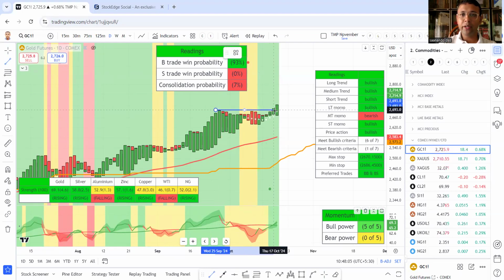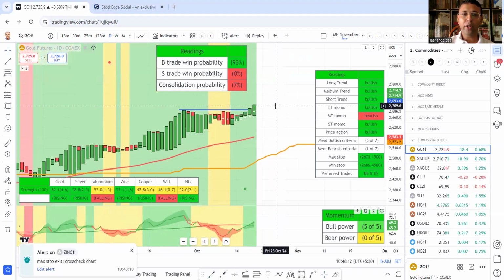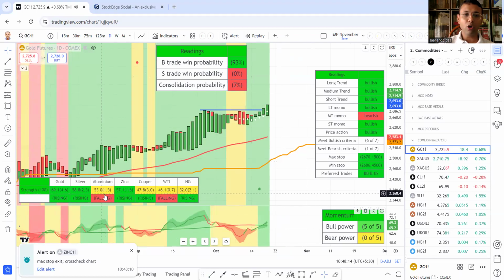It has broken into a new record high in the international market. So I'll remain with my long gold trade. Max stop exit in zinc, I'm not anyway there. Max stop exit ho gaya zinc mein.